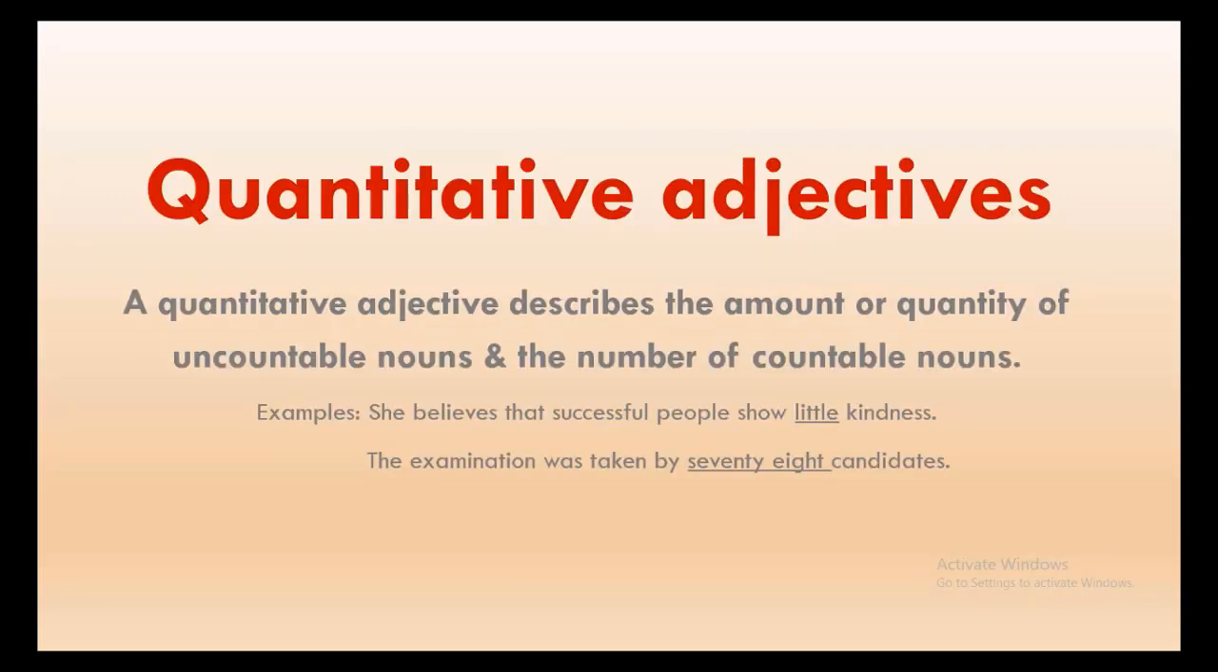Now comes the quantitative type, quantitative adjectives. A quantitative adjective describes the amount or quantity of an uncountable noun and the number of countable nouns. See the examples. She believes that successful people show little kindness. The examination was taken by 78 candidates. Here, kindness and candidates both are nouns. Kindness is an uncountable noun, while candidates is a countable noun.